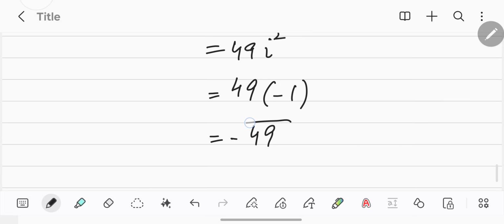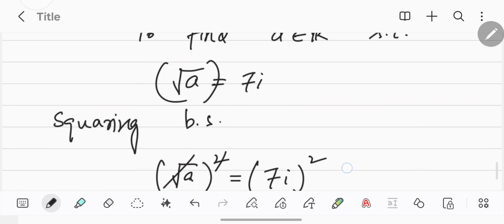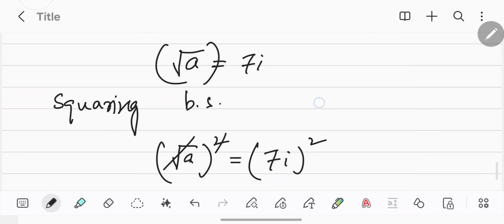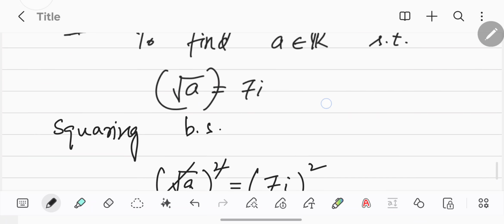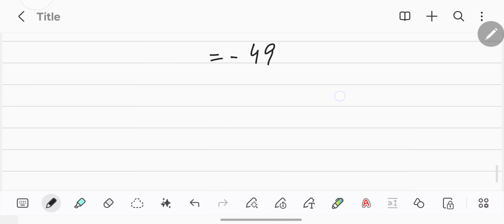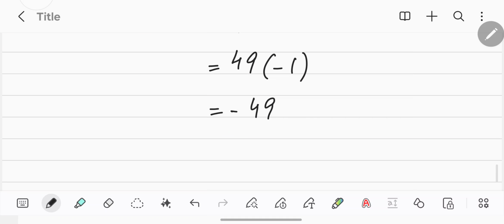that means this is the negative real number whose square root is 7 iota. In other words, the square of 7 iota is this real number. Okay, so we have solved this question.